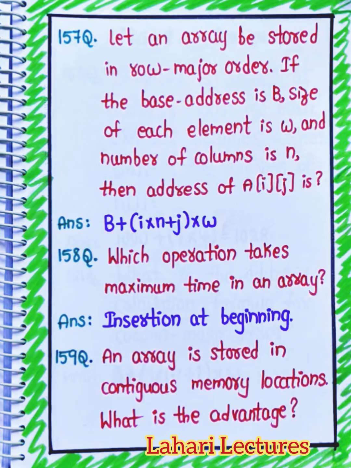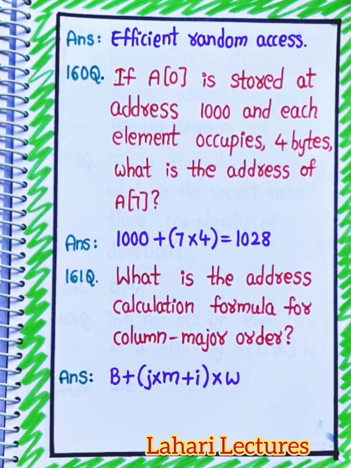Next question, which operation takes maximum time in an array? Insertion at beginning. An array is stored in contiguous memory locations. What is the advantage? Efficient random access. If A[0] is stored at address 1000 and each element occupies 4 bytes, what is the address of A[7]? Equal to 1000 plus 7 into 4 equal to 1028 is the answer.